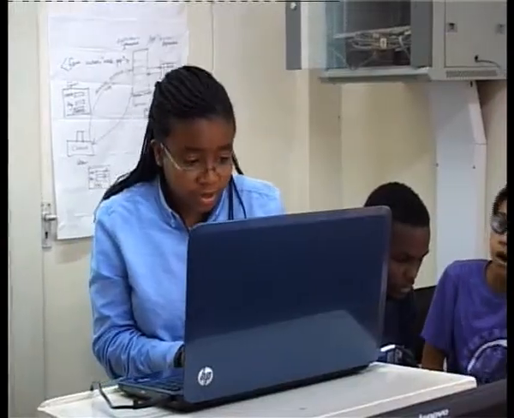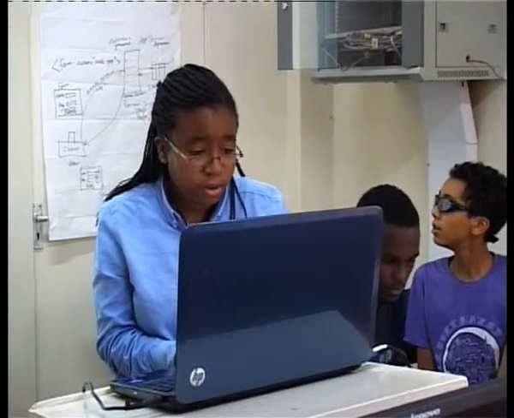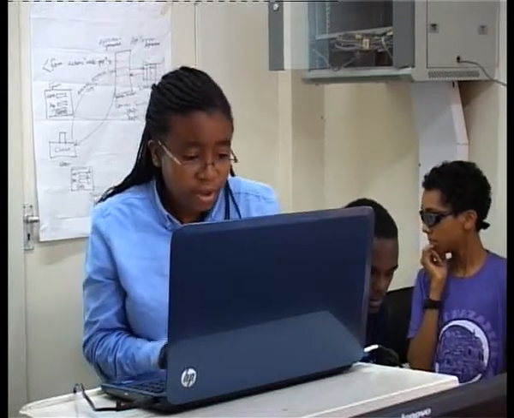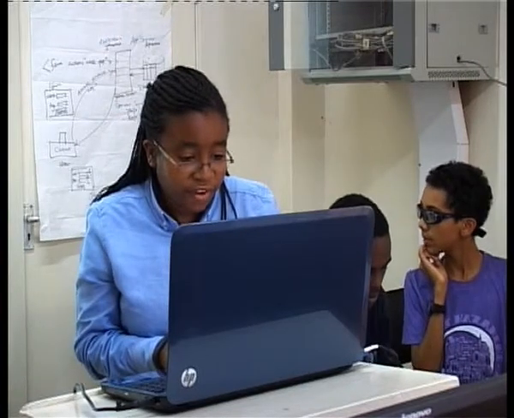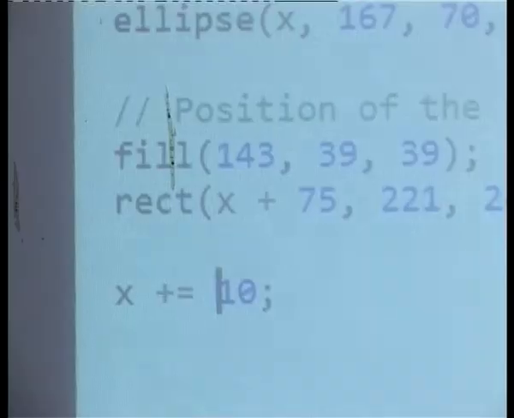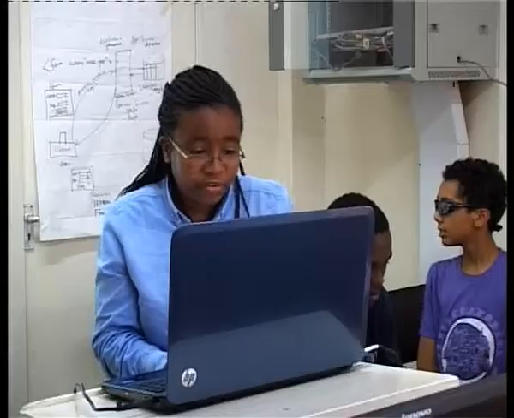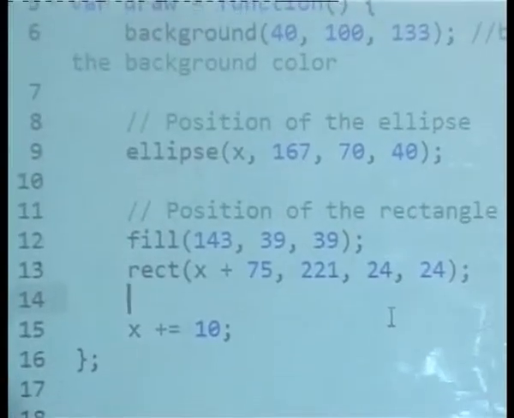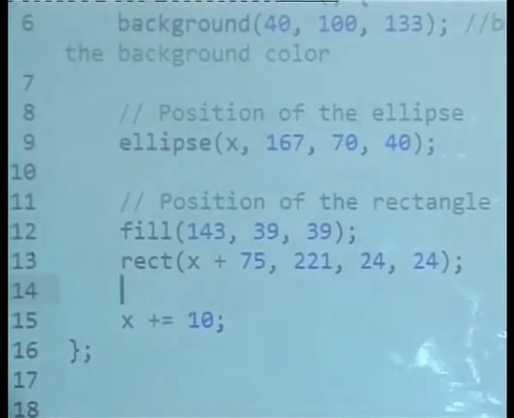So what I did, I put in this rect function, which has the x coordinate, which is the x variable, which is 175. And then 75 for the y coordinate. It's 75 more than the x coordinate, and that sets the positioning on the screen. And also the same for the ellipse as well. You can find this on khanacademy.org.